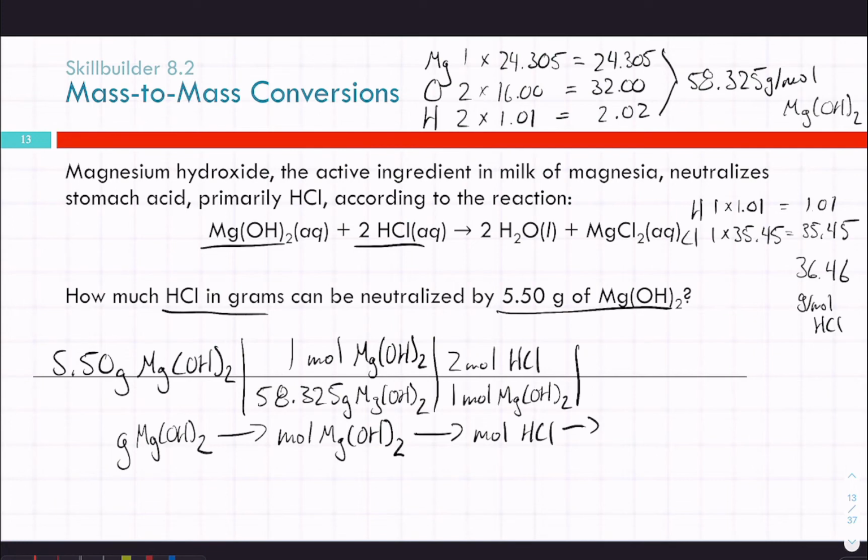So if we have moles, then you multiply by molar mass. 36.46 grams of HCl, 1 mole of HCl. That will get us where we're trying to go, grams of HCl. And we just multiply across the top. So 5.50 times 2 times 36.46 divided by 58.325. And we'll get 6.88 grams of HCl.